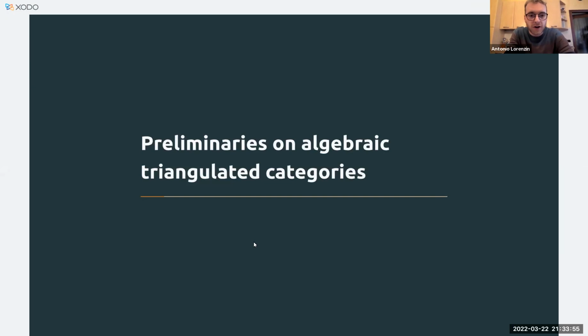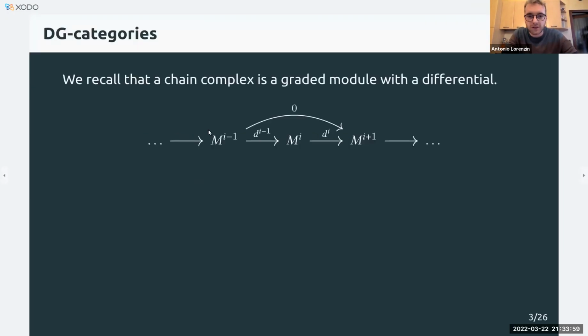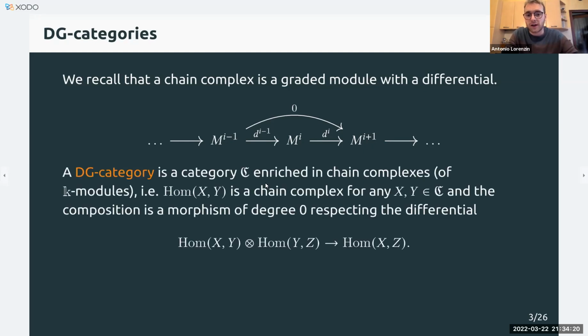So moving on to the preliminaries, I want to recall that a chain complex is a graded module with a differential, meaning that for every integer, we have a module, and then we have these connecting morphisms, and the composition of two of them will give 0. Now, a DG category is simply a category enriched in chain complexes of k-modules, meaning that the morphisms between two objects are a chain complex, and the composition is just a morphism from the tensor product to the targets of the composed maps. And of course, this should respect the degree and the differential.